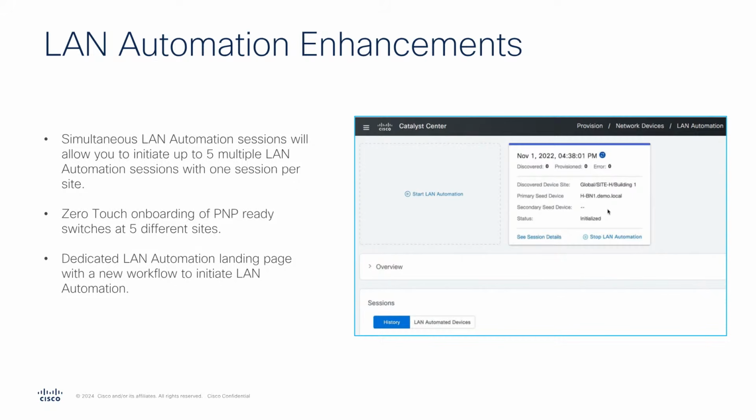We've also got LAN automation enhancements. This is another 2.3.7 feature that allows you to initiate up to 5 LAN automation sessions concurrently, one per site. This enables zero-touch onboarding of your plug-and-play ready switches at multiple locations, speeding up the deployment of a fully automated routed access underlay network.